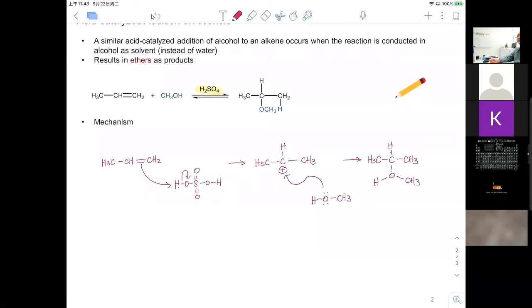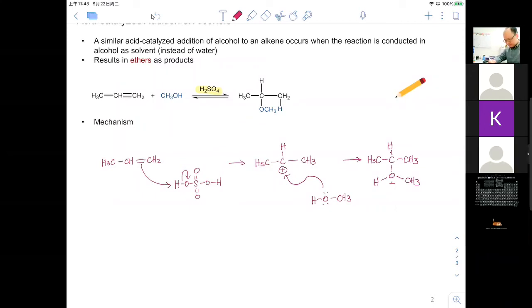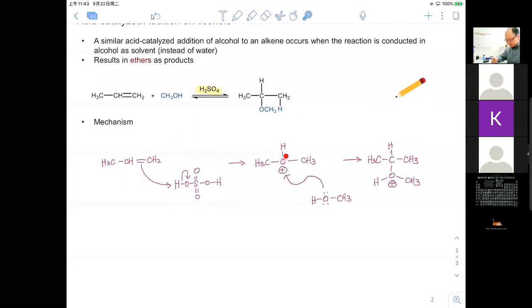So do I miss anything? Yes, I missed the positive charge. You need to be aware of that. You need to keep the charge and the valencies balanced. You have a positive charge at the end, so you should have another positive charge.